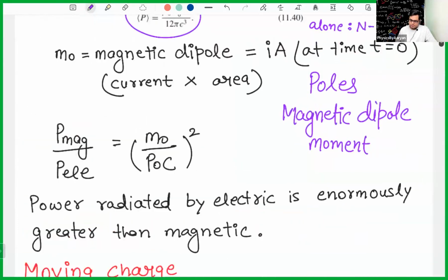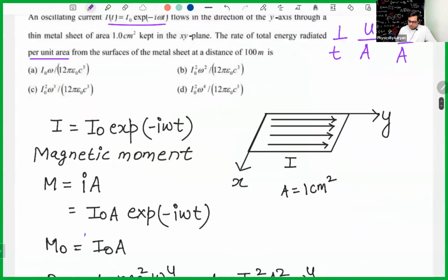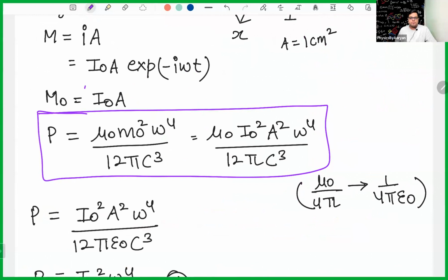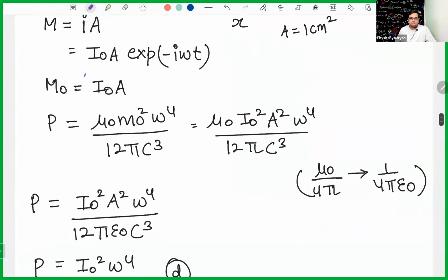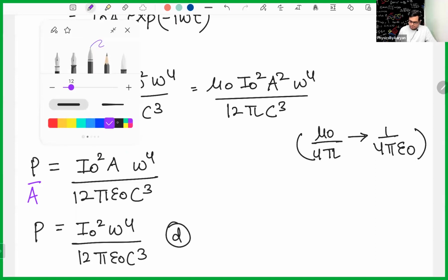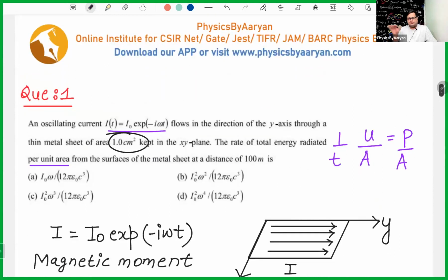You can clearly see, once you have this formula, then you get this power formula. And then you put the value of m naught. You get I naught square A square omega to the power 4 by 12 pi c naught cube and so on. You need power per unit area, so you can divide by area, so you will get A. Anyway, let's not go to power per area because area is anyway 1. You can clearly see area is anyway 1, so let's forget about area.